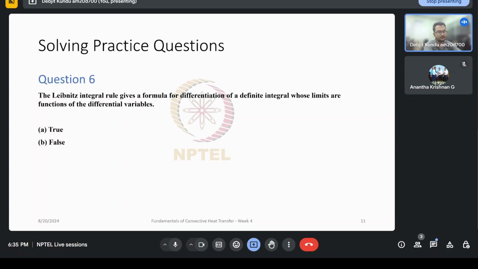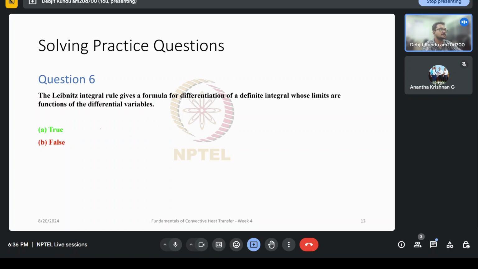Again, a true or false type of question, which is asking us that the Leibniz integral rule gives us a formula for differentiation of a definite integral whose limits are functions of the differential variables. Is that statement true or is that false? Okay, so we have a quick response in favor of true, and it is indeed true. So we use this Leibniz integral during the derivation of momentum integral equation.